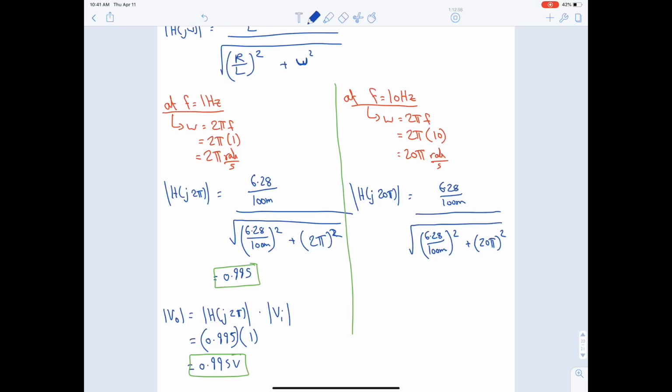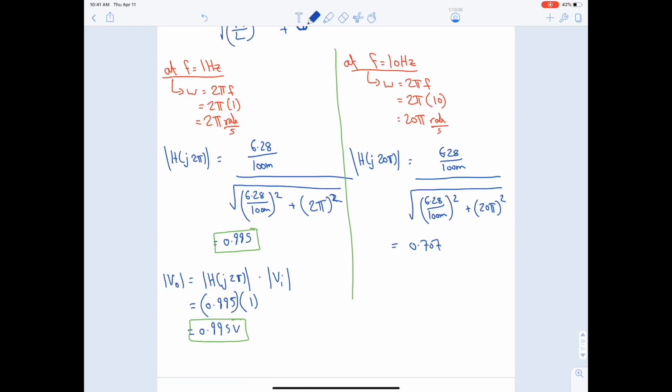If you plug this into the calculator, you will get 0.707. The output is equal to the magnitude multiplied by V input, which is equal to 0.707 multiplied by 1, which is equal to 0.707 volt.